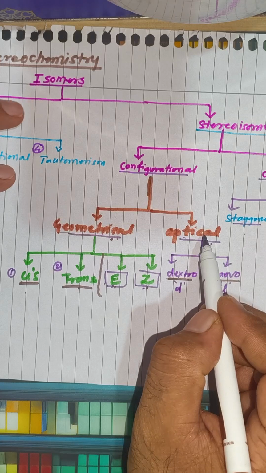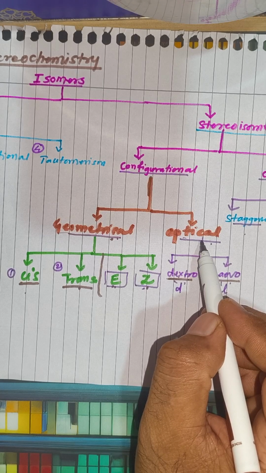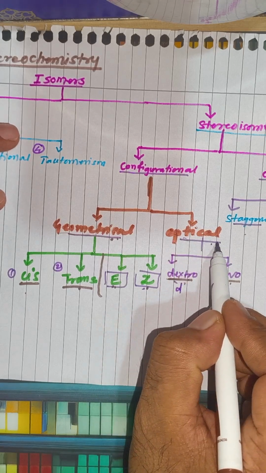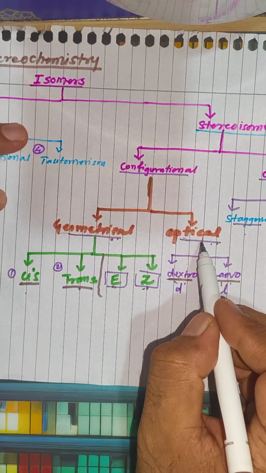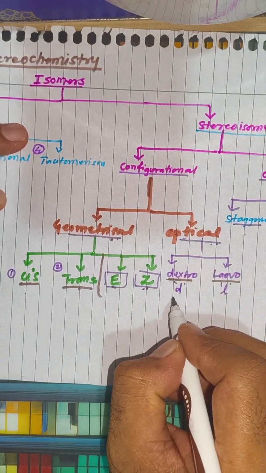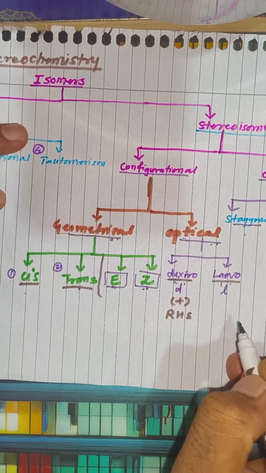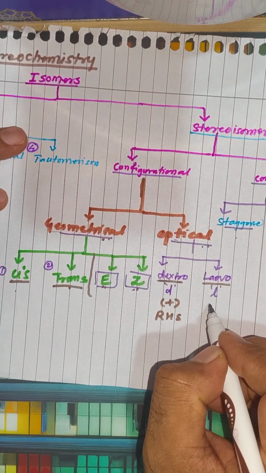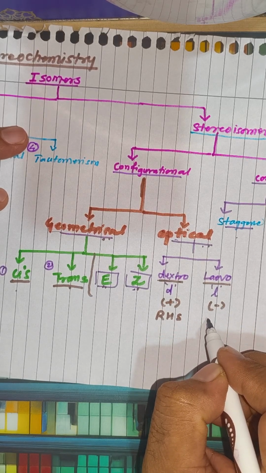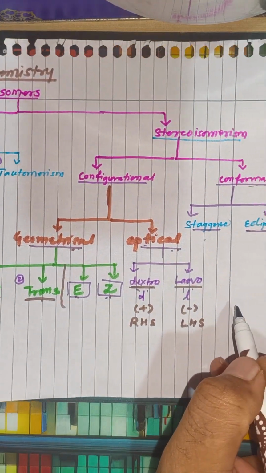Then optical isomerism: the compounds have the same molecular formula but their optical activities are different. The rotation of plane polarized light is different, that's why it is called optical isomerism. It is of two types: dextro and laevo. Dextro rotates the plane of polarized light to the right hand side, that is RHS, and laevo rotates it to the left hand side, designated with a negative sign, that is LHS. So this is all about optical isomerism.